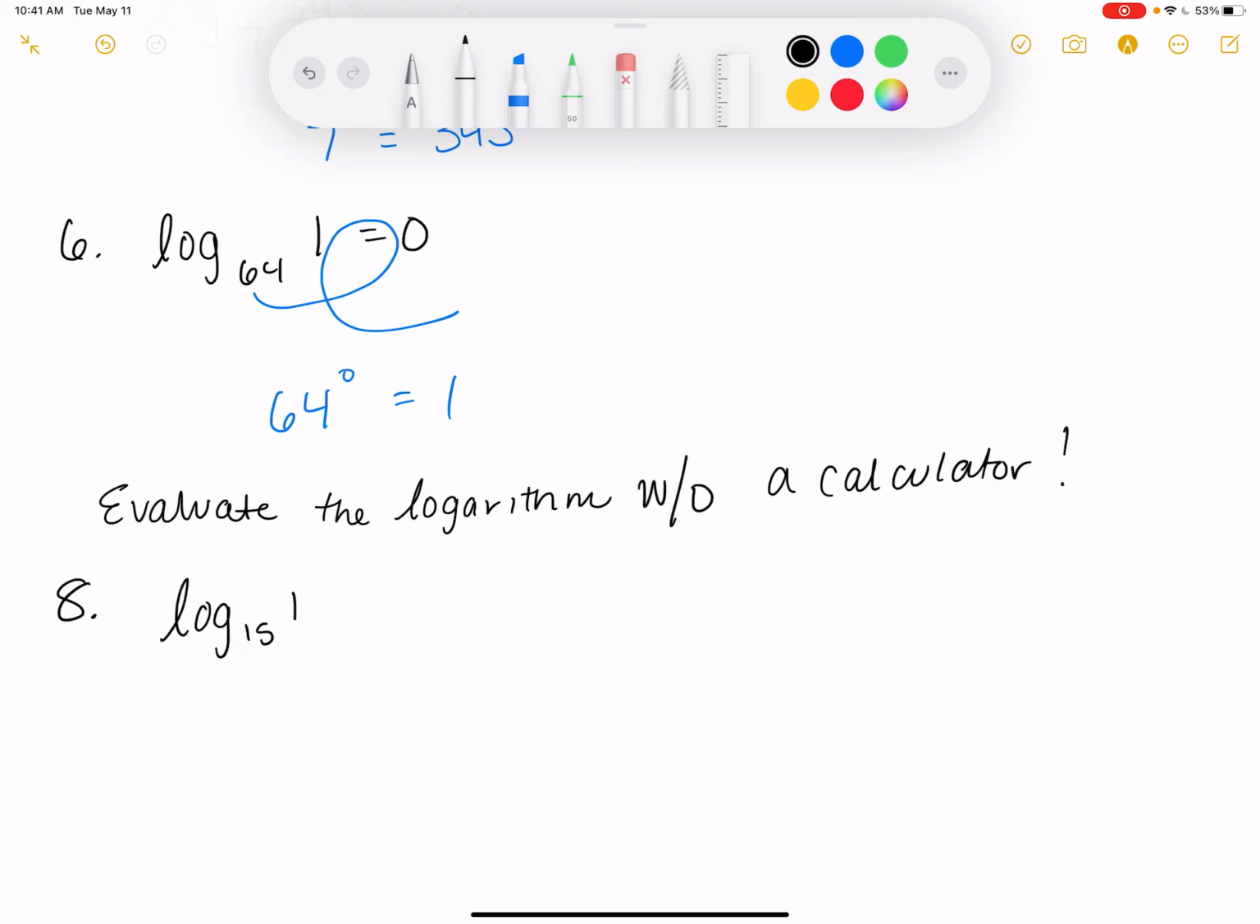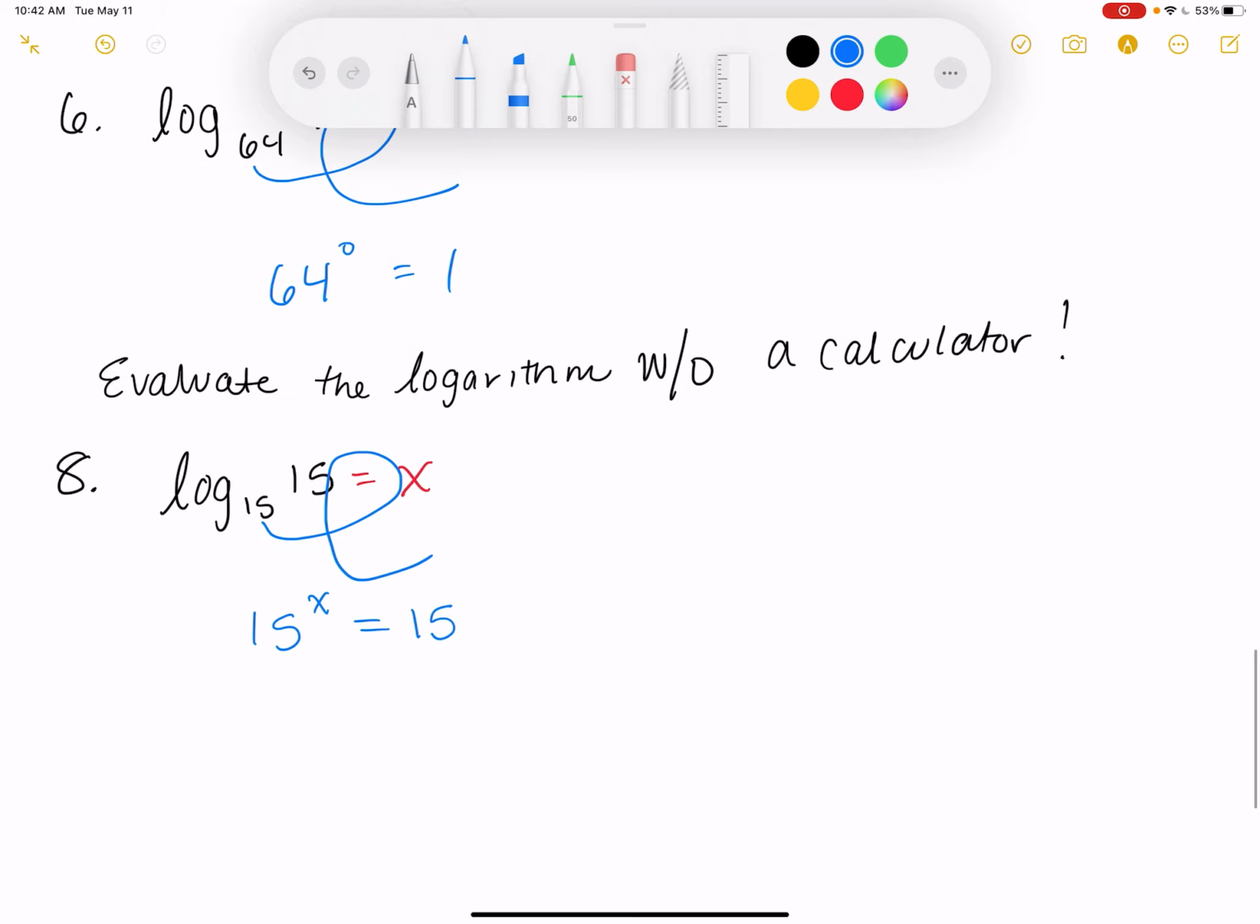Log base 15 of 15. All right, so what you're going to do with these is you're going to set them equal to x. You're solving for x. I'm going from log to exponential, so I'm going to go around. 15 raised to the x is equal to 15. 15 raised to what power gives you 15?